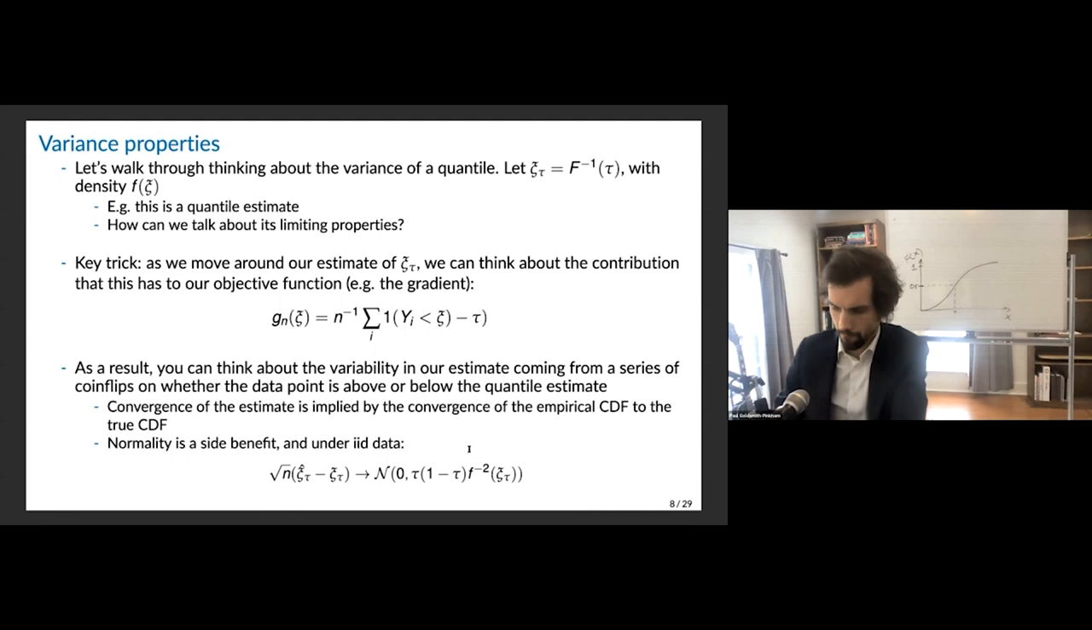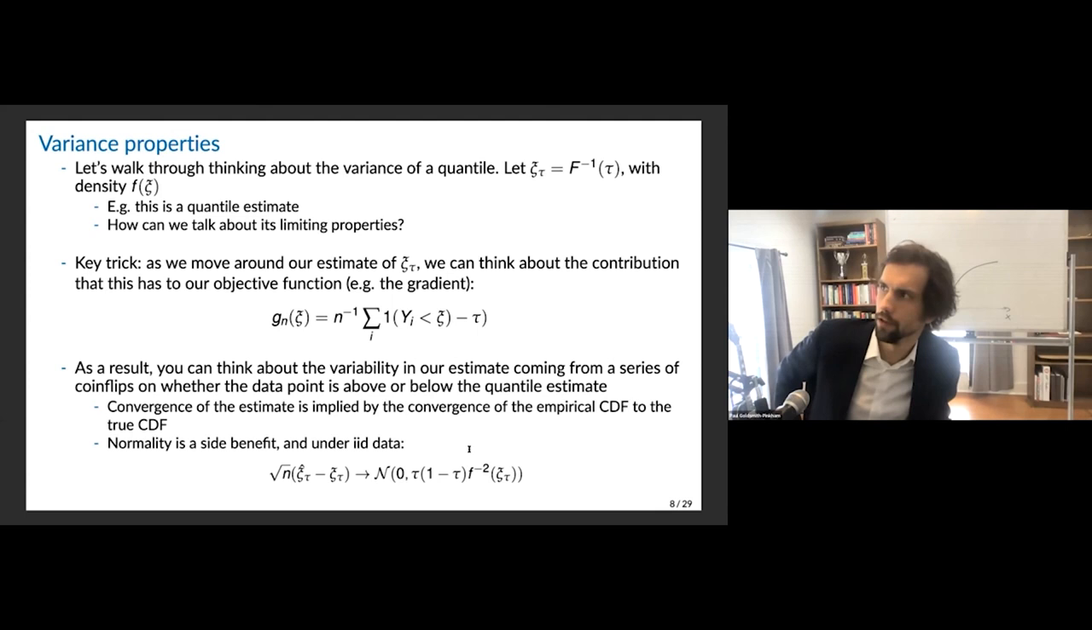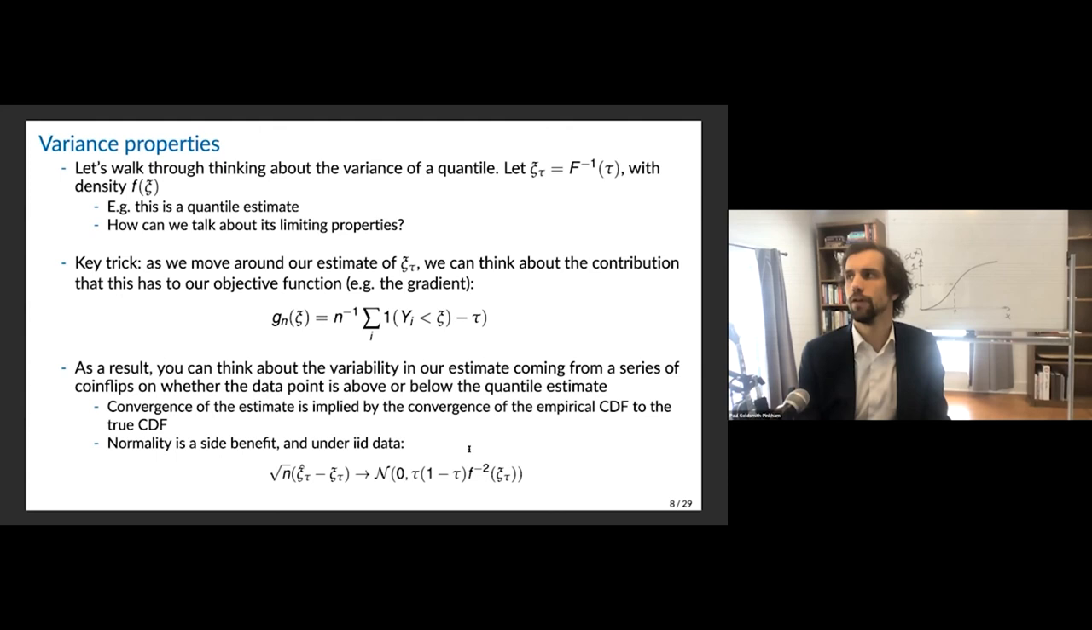So part one is, let's stick with it and just think about the variance of a quantile. So a median, for example. Let psi tau be the inverse value. So it's the tau-th quantile and it has some density. So we can talk about the density distribution of this.